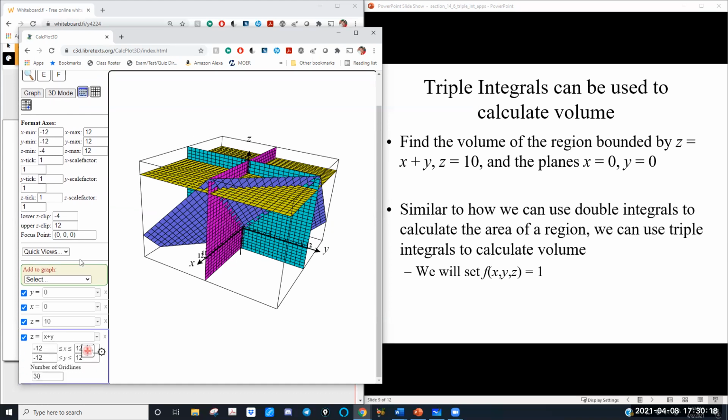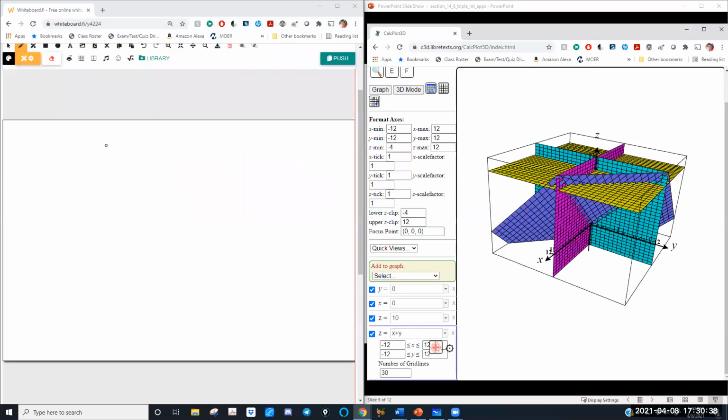Now, I put these in so I know which equation goes with which, but if you're ever not sure, turn them off, turn them back on. So that's the plane z equals 10 right there. That's the plane z equals x plus y. So I'm seeing x plus y as the bottom and 10 as the top. All right. So let's go ahead and take a look at that first.